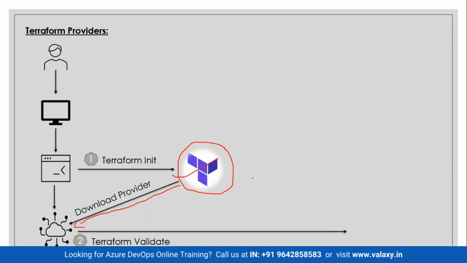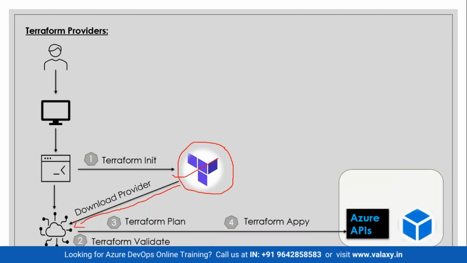Then we have the terraform validate command, then the terraform plan command, then terraform apply. Apply has a spelling mistake over here, I'll change it. Terraform plan and apply basically connect to Azure APIs. This is Azure because I've downloaded the Azure provider. This provider will not work with AWS or Google. AWS and Google will have a different set of providers. This connects to Azure APIs, Azure APIs connect to Azure Resource Manager, ARM. Then based on the request, it creates a resource.